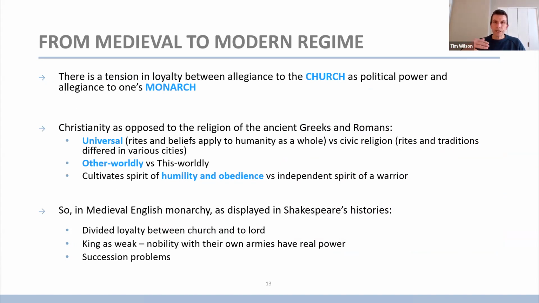But Christianity as an institution also presents this other political problem of the question of allegiance of the citizens to the monarch or to the church. Christianity, as opposed to the religion of the Greeks and Romans, is universal, not civic, otherworldly, not this worldly, and cultivates a spirit of humility and obedience versus the spirit of the warrior. So we talked a bit about this in the introduction to the histories.